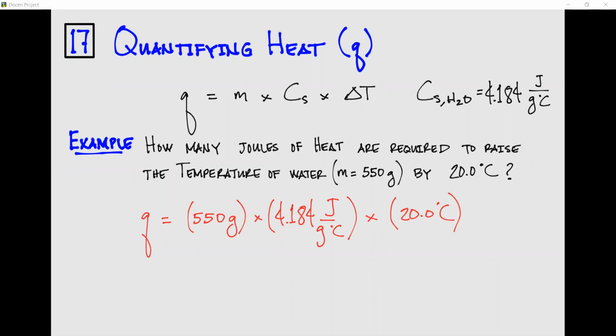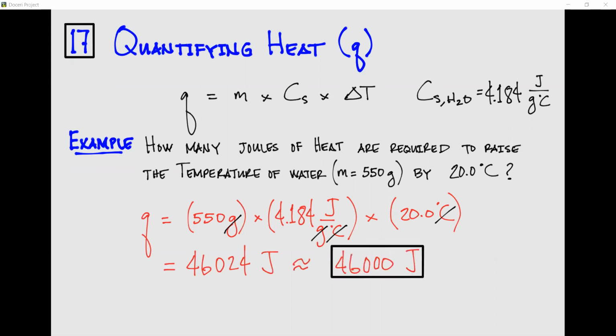All right, plug this into the calculator and we get 46,024 joules, which can be rounded to 46,000 joules with proper number of significant digits.